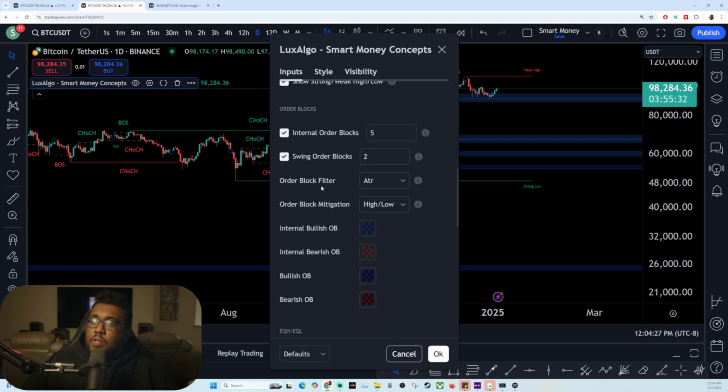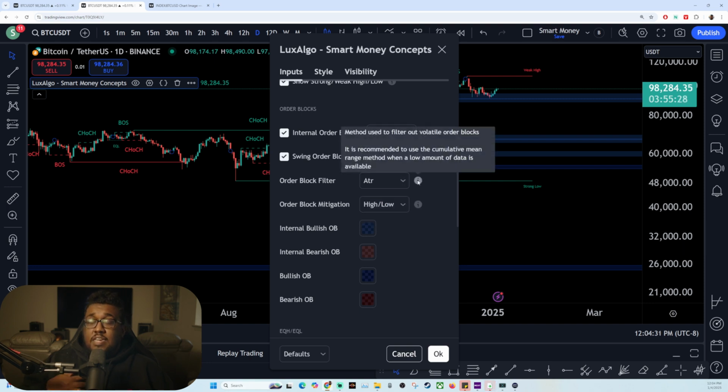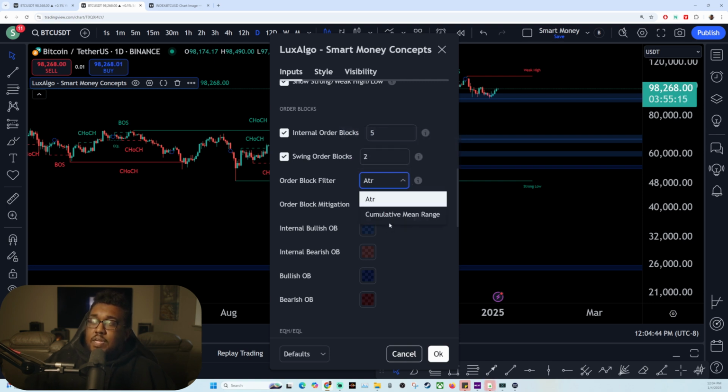Next up, you have order block filter, ATR, and cumulative mean range. This I'm just going to let it explain it to you because I don't really use this hardly at all. But it says method used to filter out volatile order blocks. It is recommended to use the cumulative mean range method when a low amount of data is available, right? So that's just the cumulative mean. We normally have lots of data unless you're trading a brand new token on a cryptocurrency exchange or you're trading a new IPO that just hopped up on the stock market, right? I hardly ever have to use cumulative mean range.